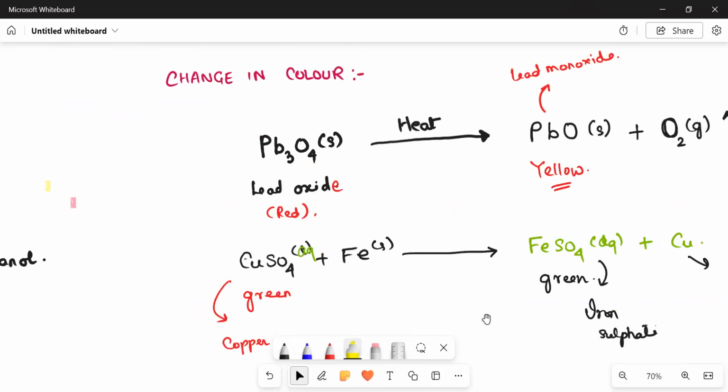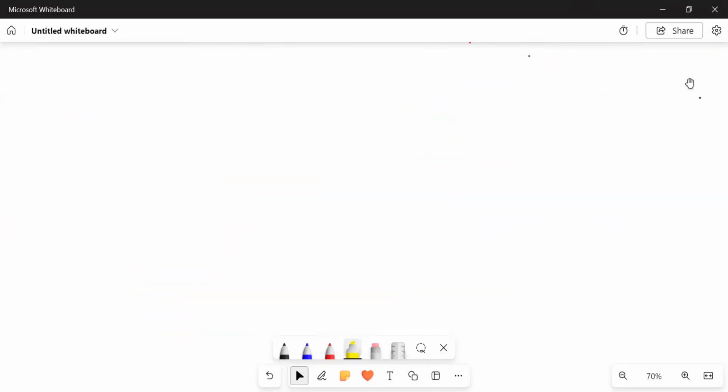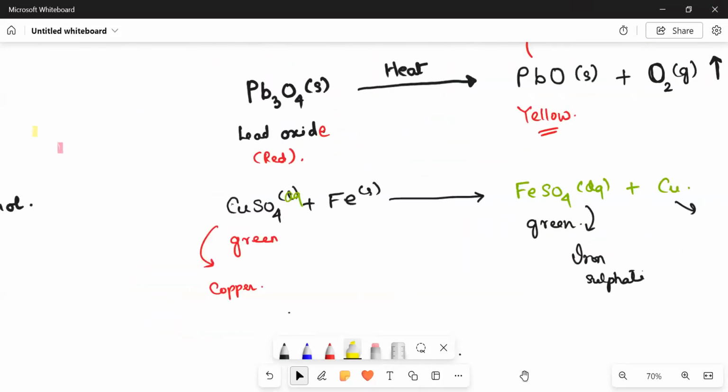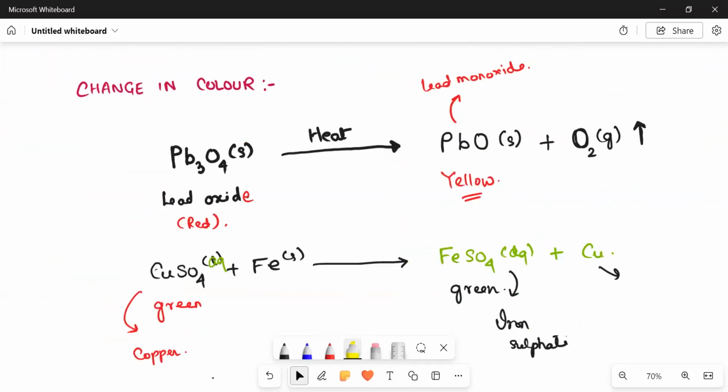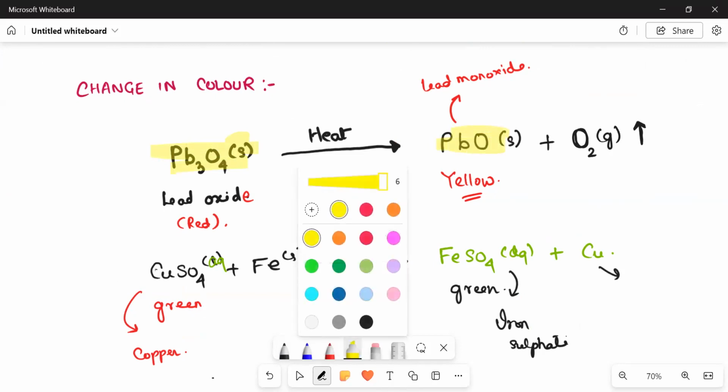Then we move to the next one, change in color, right? Change in color में मैंने आपको समझाया था lead oxide और lead iodide. Lead iodide is red in color, right? Lead iodide is red in color and lead monoxide is yellow in color. So what do I get? I get some color change, and that color change is characterized by this green.